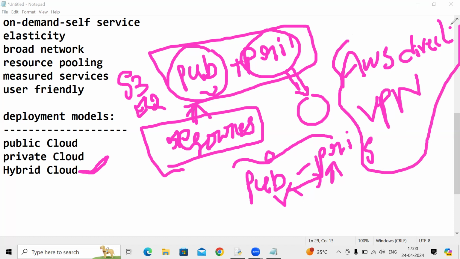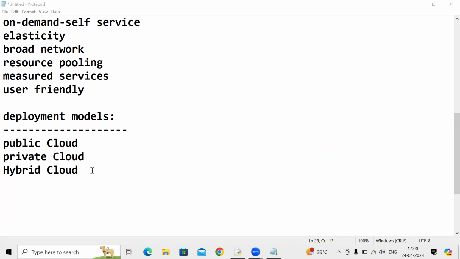This is about hybrid cloud, guys. Some resources on public and some resources on private, and you are connecting those two resources from those two clouds. There is one more cloud, guys, called community cloud.